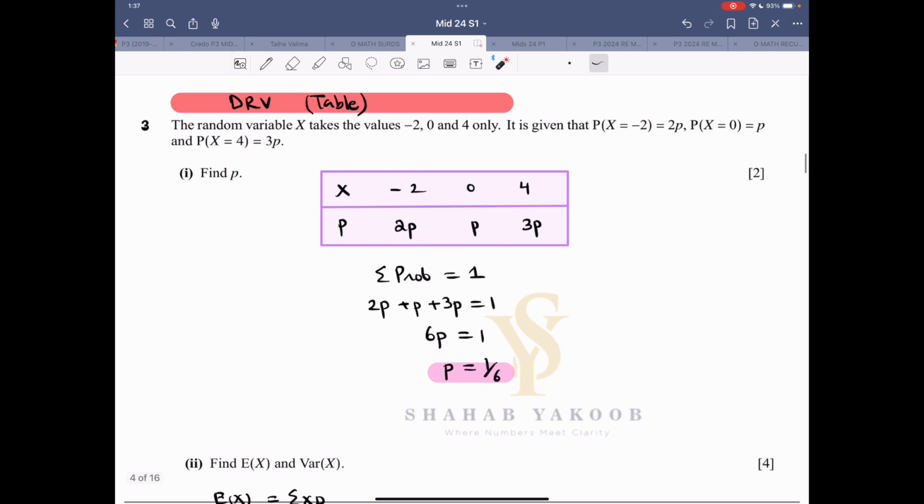Third question, that is DRV, discrete random variable. The random variable X takes the values -2, 0 and 4 only. So it only takes 3 values. How is the probability calculated? When X is -2, the probability is 2p.